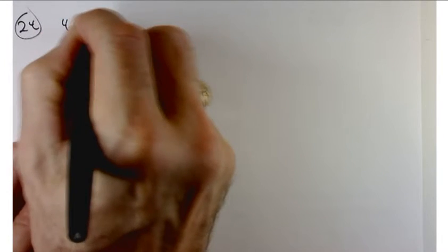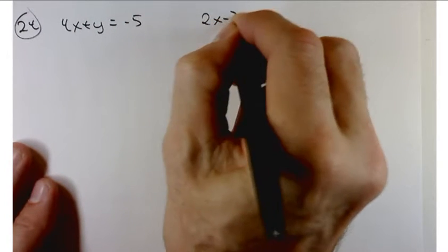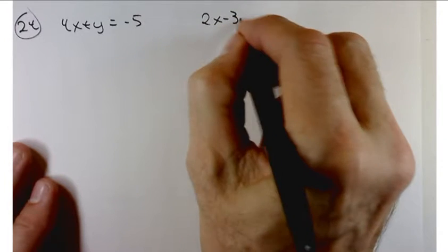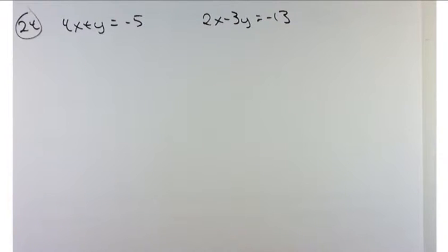Let's try problem number 24. 4x plus y equals -5 and 2x minus 3y equals -13. Kind of like the last one, you're not given y equals something or x equals something. We have to solve for one of those variables. What variable does it look like it's easiest to get by itself?